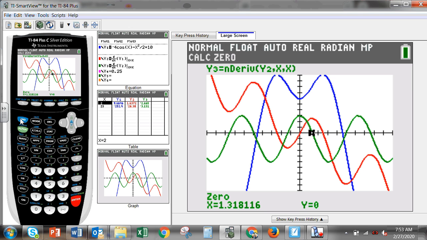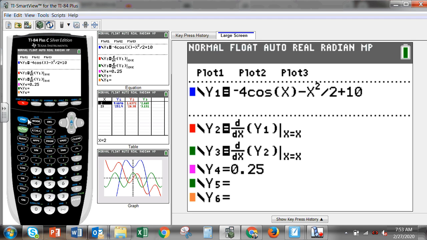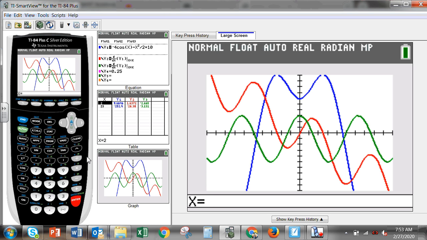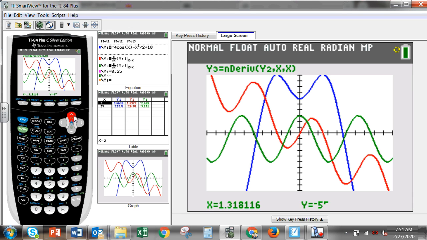Now, how do I use my calculator? I want to find out when the velocity is at 1.318116. So this is my velocity, this red function, y2. So now I go second, calculate, the value, enter, and I enter 1.318116, enter, and then I go to my red function, and there it is. That's my answer, 2.55486666. All right? Hopefully that one helps.